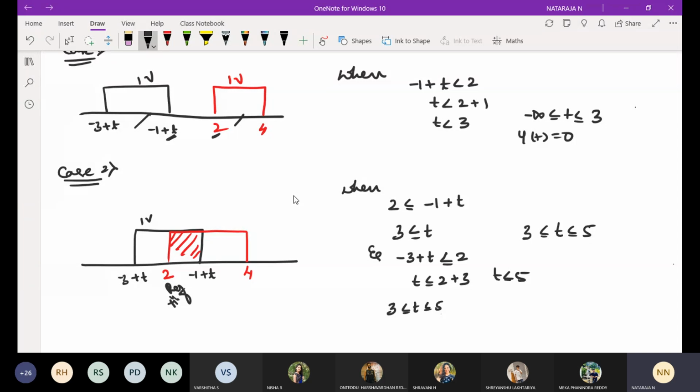So 2 is less than or equal to minus 1 plus t. If I send this minus 1 to the left side, it will make 2 plus 1, which is 3. So 3 will be less than or equal to t. That is the condition. Now, one more condition I am going to consider: minus 3 plus t will be less than or equal to 2. Initially 2 will be less than this. Now minus 3 plus t will be less than 2. Am I right?